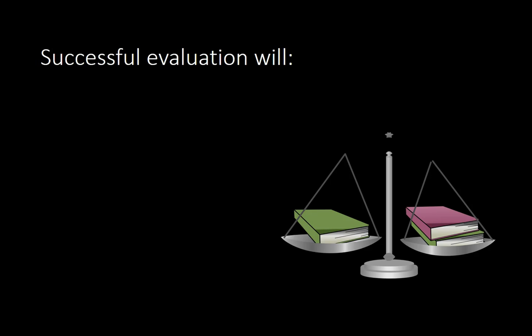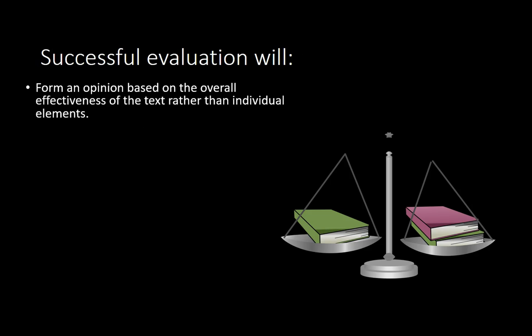So in terms of successful evaluation, a successful evaluation will form an opinion based on the overall effectiveness of the text, and for the exam that is the overall effectiveness of the presentation of the aspect of sight that's specified in the question. What it won't do is break it down into individual elements, so individual language and structural devices. A successful evaluation will have a clear line of argument.